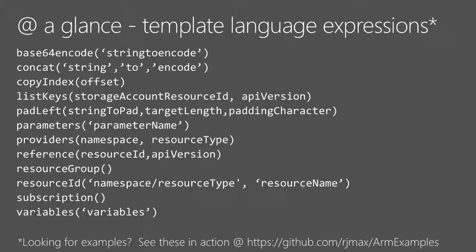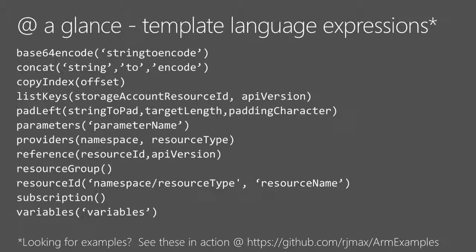So I spoke briefly about the template language expressions that we use inside of the Resource Manager templates. We have a fairly broad set of language constructs. Number one is base64 encode, where we can base64 encode any string. We're able to concatenate strings as well. This one's used all over the place. We have copy index, which is a way that you can create a set of copies in your template and then reference the index of that particular copy. We can list keys, so perform a post list keys against a storage account in case you need to retrieve storage account keys as a part of template execution.